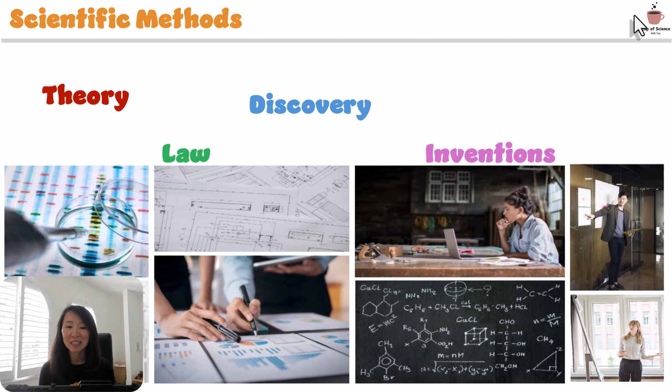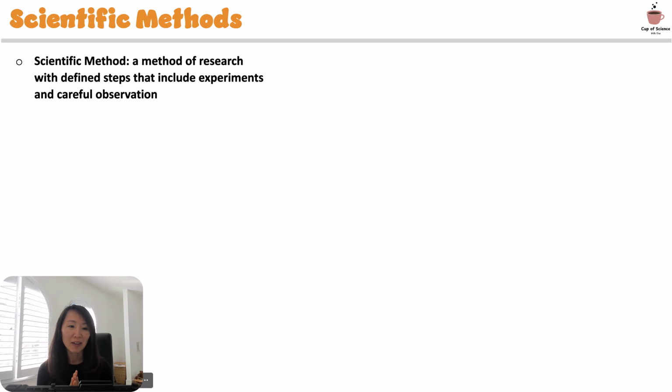Theory, law, discovery, inventions. In order for scientists to go through these processes, one must start with scientific methods. So, what is a scientific method? Scientific method is a method of research with defined steps that include experiments and careful observations.